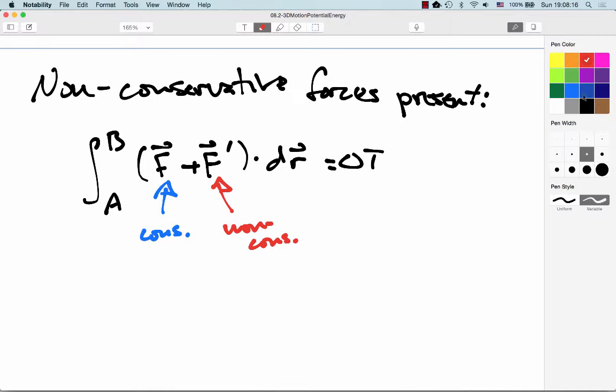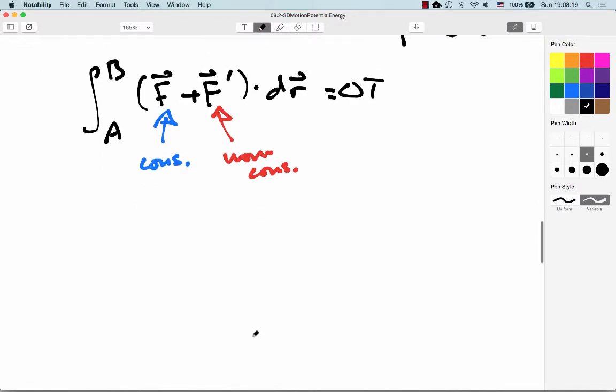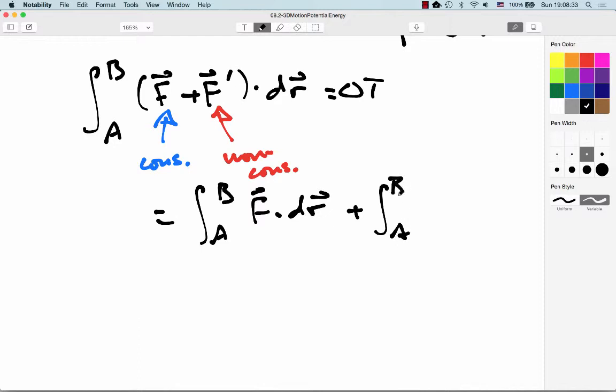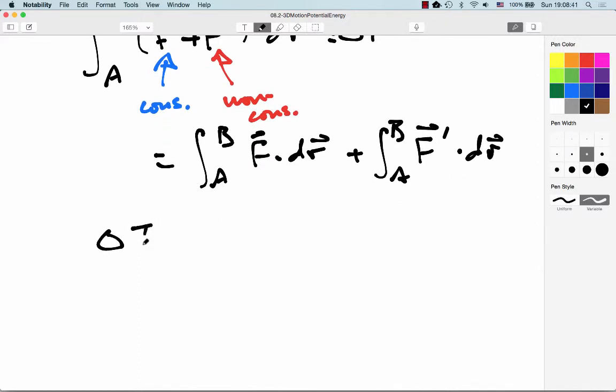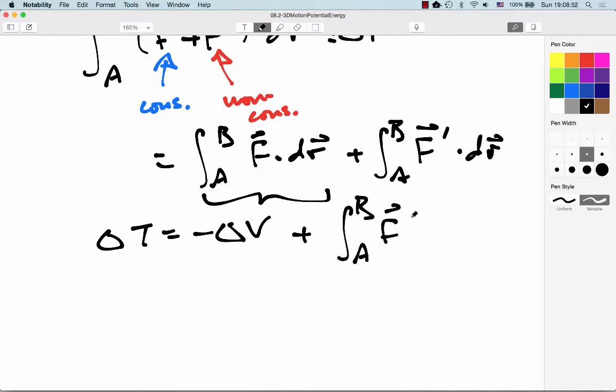Okay, so we can break that out into two pieces. That will be equal to the integral from a to b of f dotted with dr, which is something we already understand, plus the integral from a to b of f prime dotted with dr. So we get that delta T will be equal to minus delta V, that's what that term is, plus we're just left with the integral from a to b of f prime dotted with dr.